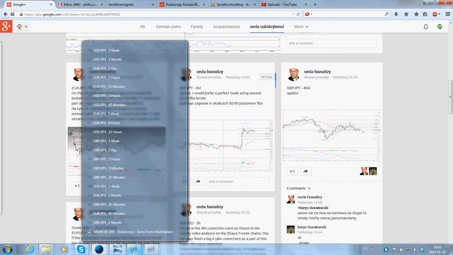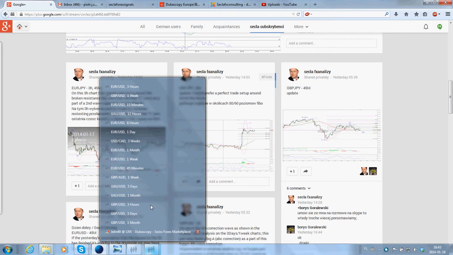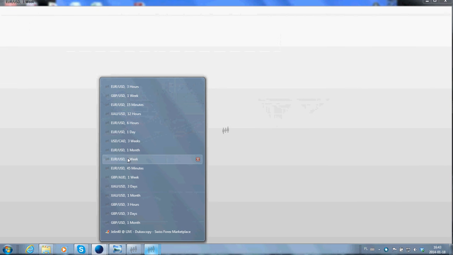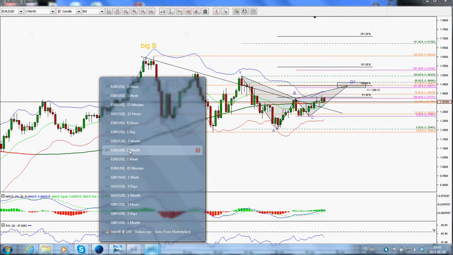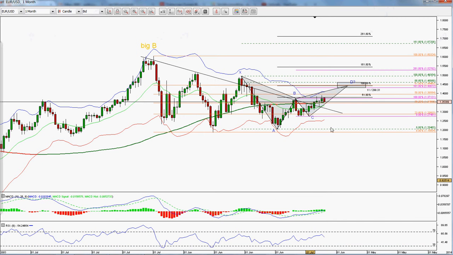Okay, so let's go straight to the charts. This is the Euro USD monthly chart. Currently we have a red candle, which is now slightly supported by the moving average 100. So we are close to this moving average 100.